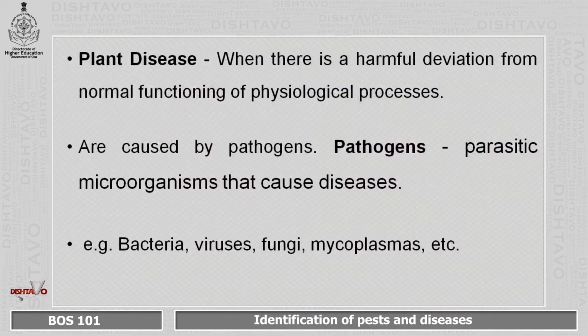Plant disease. When there is a harmful deviation from the normal functioning of physiological processes, it is called plant disease. These are caused by pathogens. Pathogens are parasitic microorganisms that cause disease.